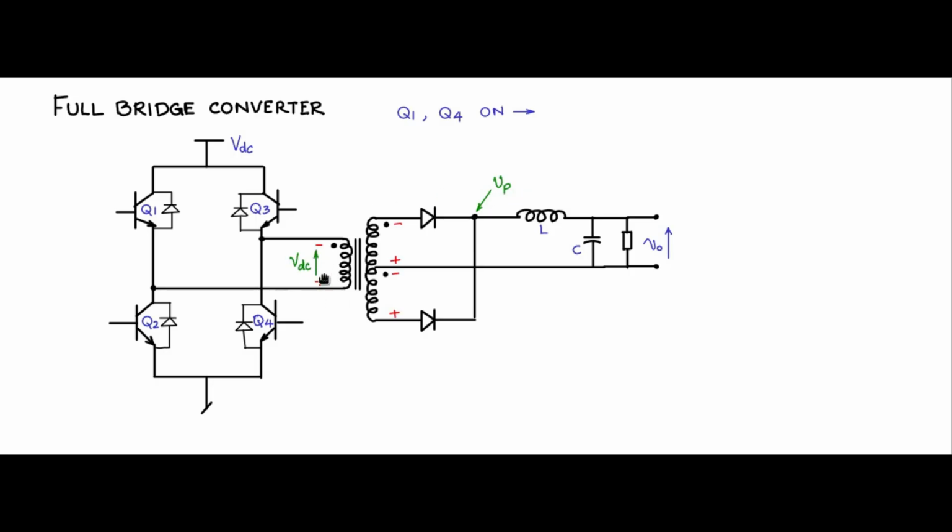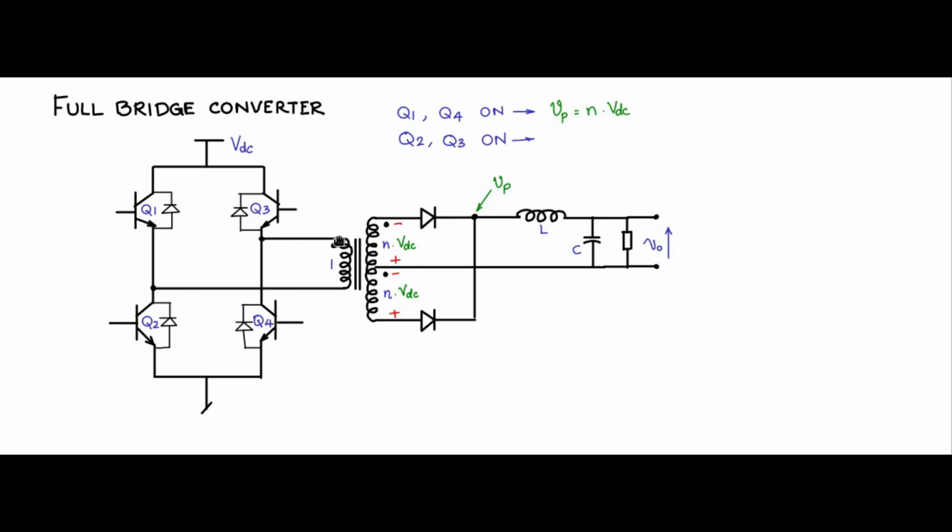So when you measure across the primary, you get VDC measured in this fashion, and the non-dot end being positive, the bottom diode here is active, and then it will supply power to the inductance. Vp will be N times VDC. If you take a turns ratio 1:n, so Vp will be N times VDC. We'll write it down.